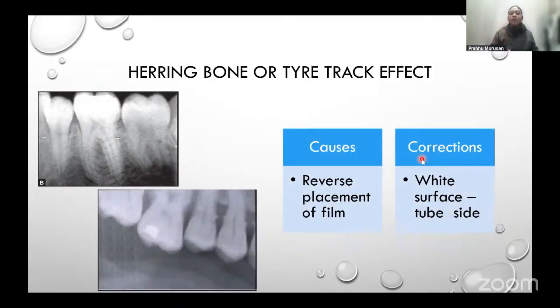This is because of reverse placement of your film. We know that there's a lead foil within the X-ray film packet, right? When you place it, the white surface has to face the X-ray exposure side. If it is placed in reverse, there is going to be an impression of the lead foil over the X-ray image. You'll still get the image, but there's going to be overlapping of the foil over it, giving you the herringbone or tire track appearance.